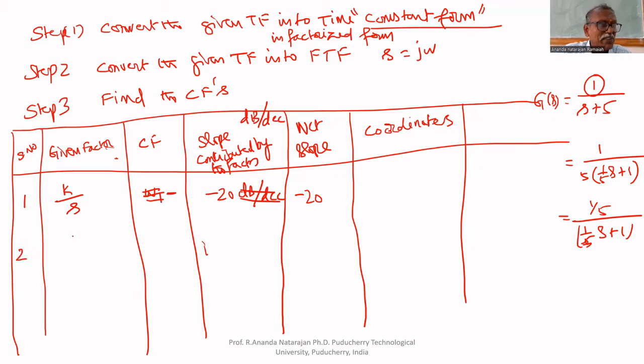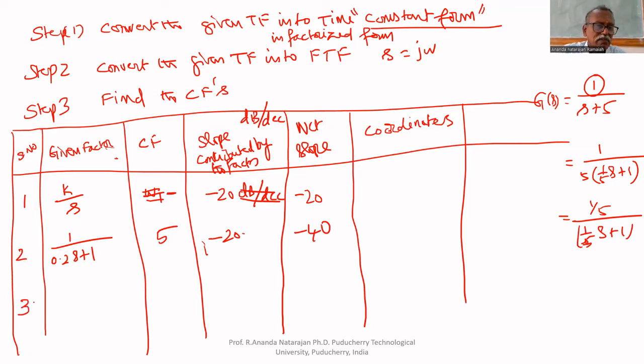Second, suppose I'm having a denominator factor 1 by 0.2 s plus 1. What do we have to do? The corner frequency is 1 by 0.2, that is 5. Slope contribution is minus 20 dB. Net slope is minus 40.